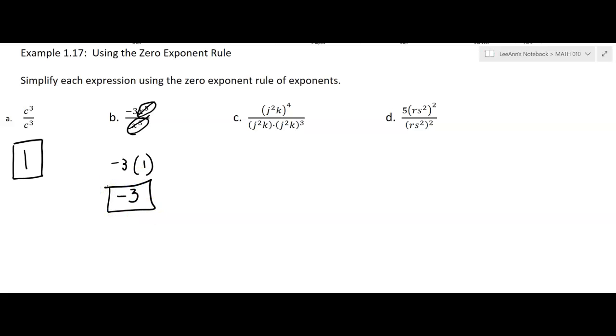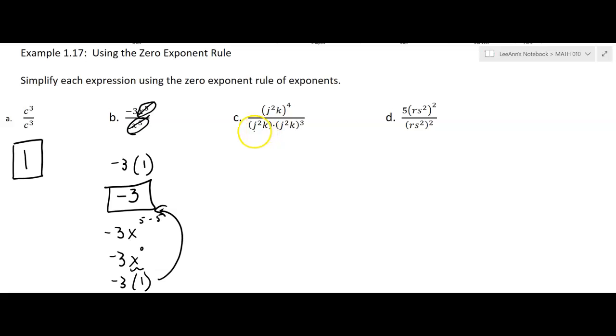Now you might be saying, but you didn't show a 0. So you could have said negative 3 x to the 5 minus 5, or negative 3 x to the 0, and then that part's 1. So I still get my answer there, negative 3.